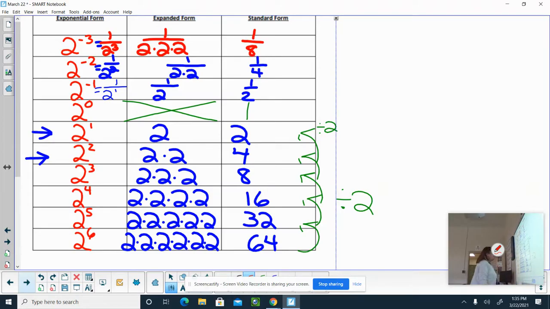And you can see the relationship here. We have 1 over 8 and we have 8. We have 1 over 4 and we have 4. We have 1 over 2 and we have 2. They are related.